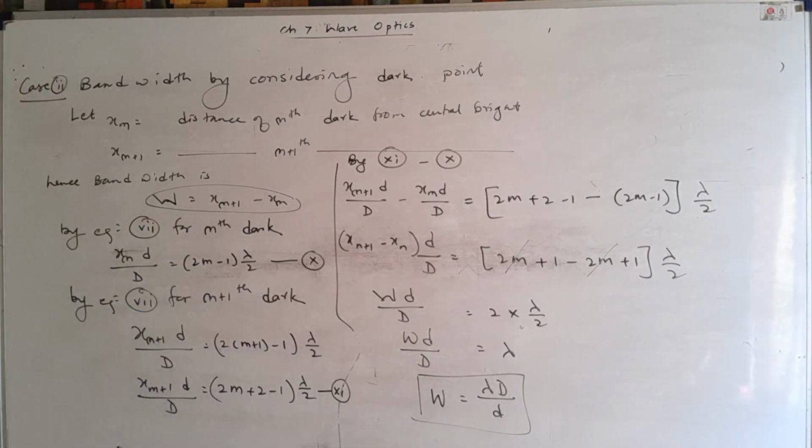A question may be asked as a long question: by using analytical treatment of the interference pattern, obtain the expression for bandwidth. Up to this you have to write. You can write case 1 or case 2. No need to write both cases, only one case you can write. I hope everyone understood this analytical treatment of the interference pattern.